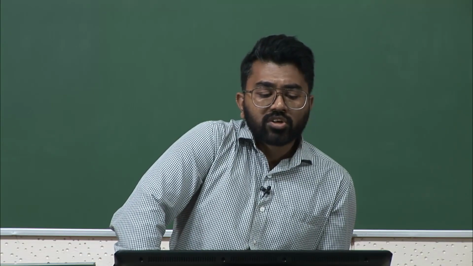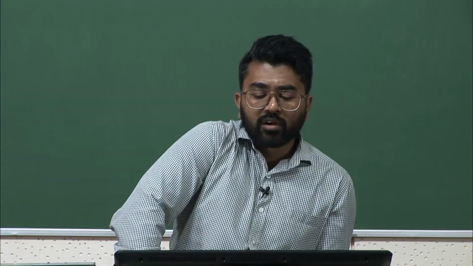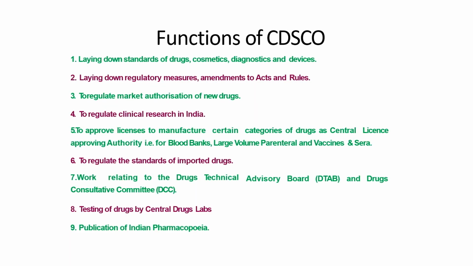The fifth function is to approve licenses to manufacture certain categories of drugs as central license approving authority. So it has already become the central license approving authority. It is the one which gives licenses for certain categories of drugs, also for blood banks, large volume parenterals, vaccines, sera. So a lot of these vaccines have to be approved by the CDSCO, right? So that's the controlling body.